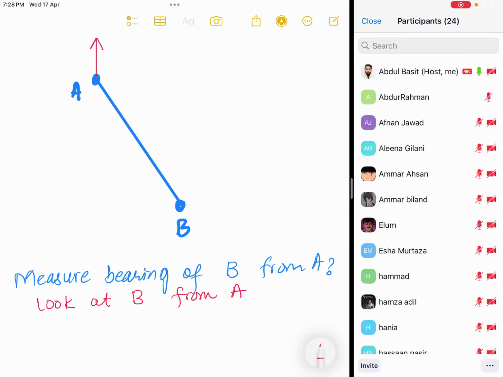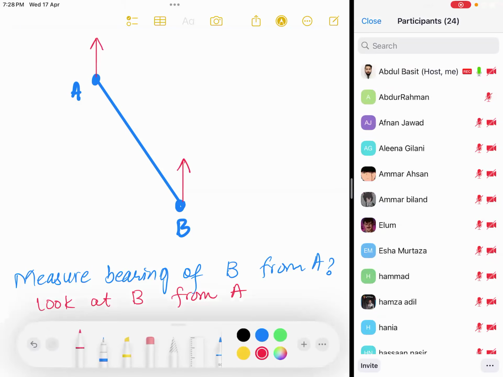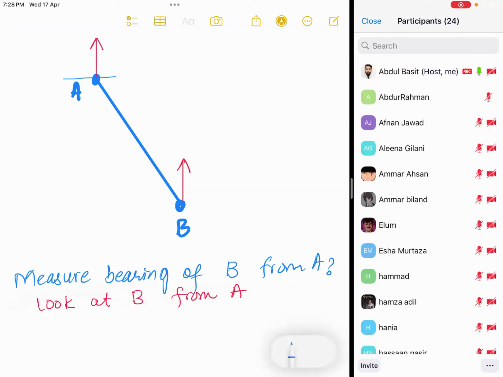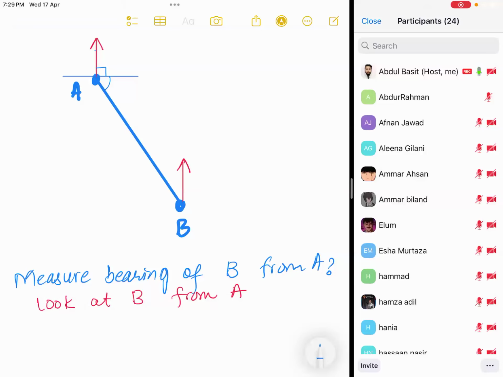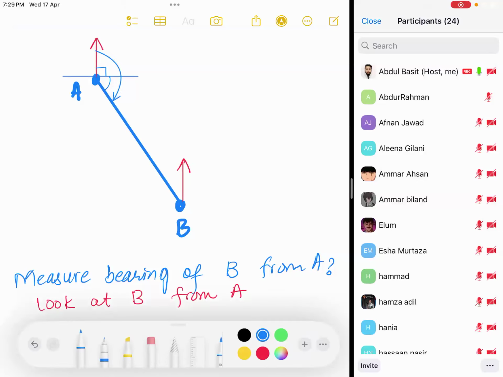ठीक है जी, यहाँ पे भी north लगा लेते हैं. Okay, so we know that north लगाने के साथ साथ ही मैंने प्लस भी लगा दिया है. मुझे पता है कि ये 90 एंगल है. I know that it's 90. Let's find out this angle. So that complete angle would be the bearing. Yes or no? So let's find out this angle.